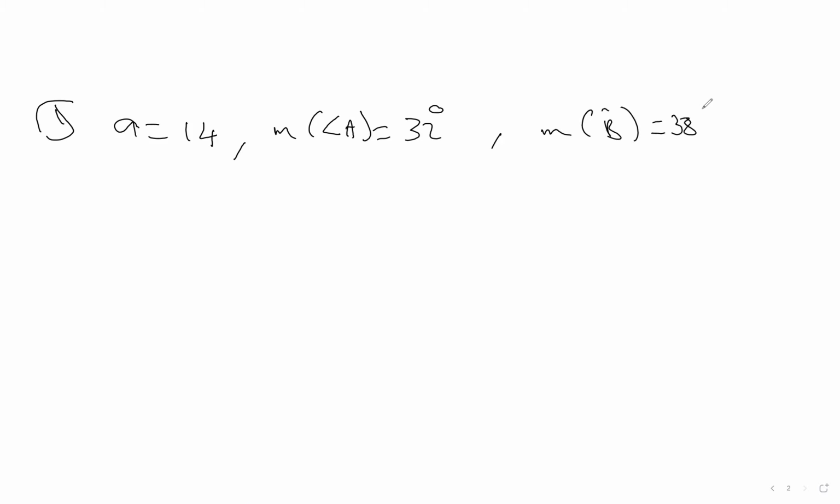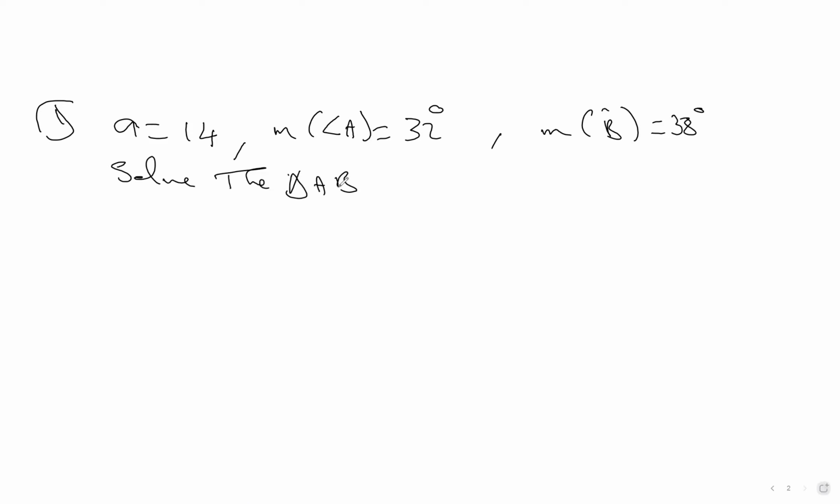Number 1: if a equals 14 and measure of angle A equals 32 degrees and measure of angle B equals 38 degrees, solve the triangle ABC. Is the first one.